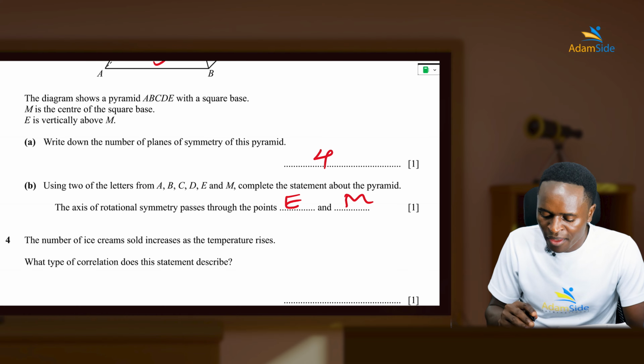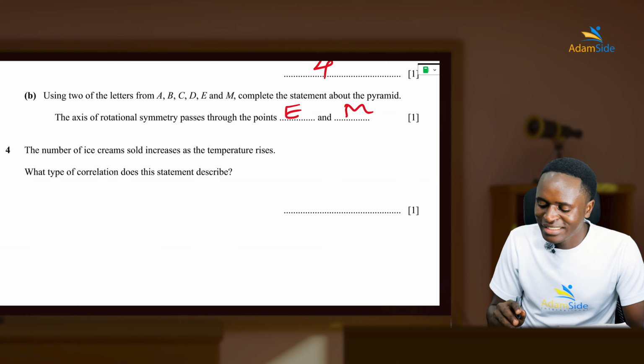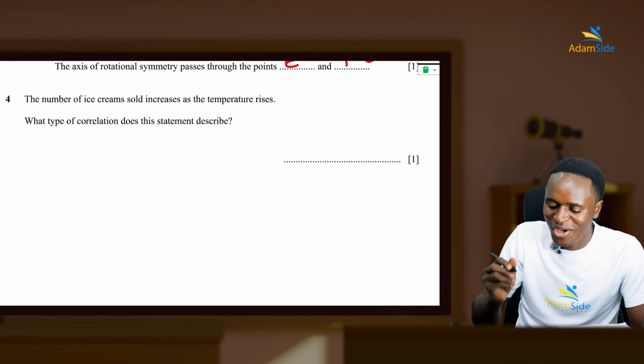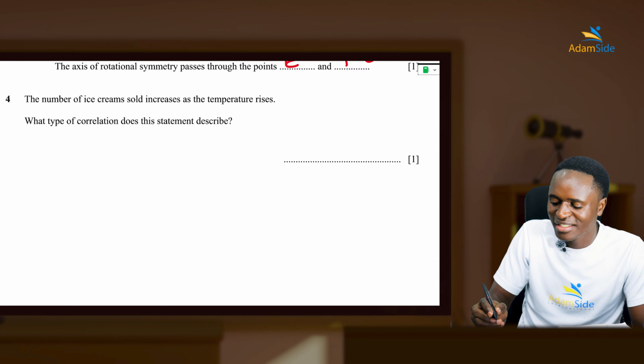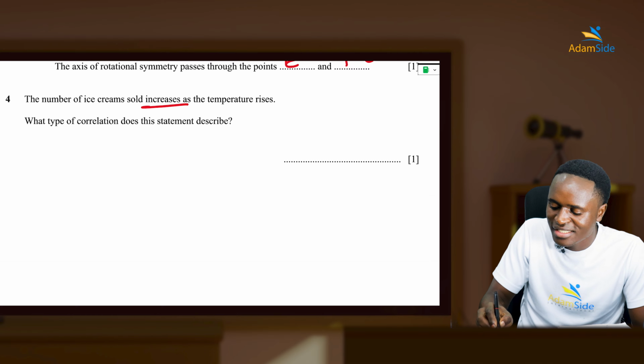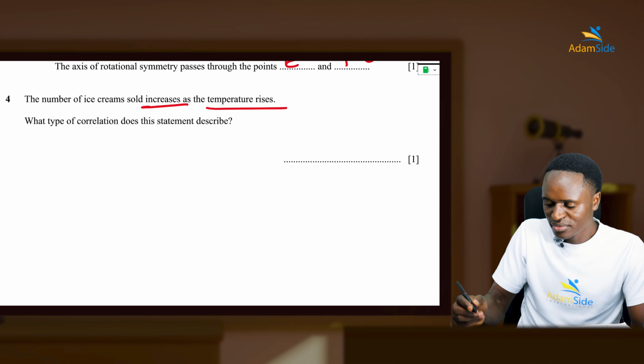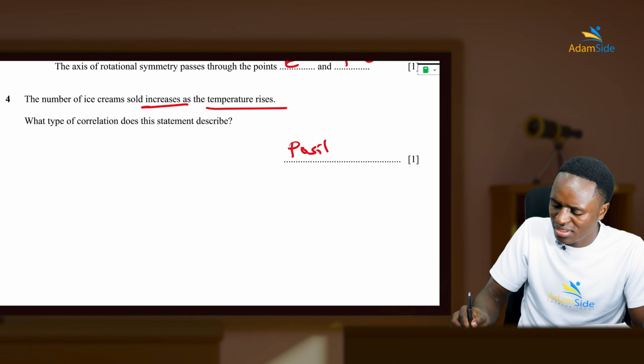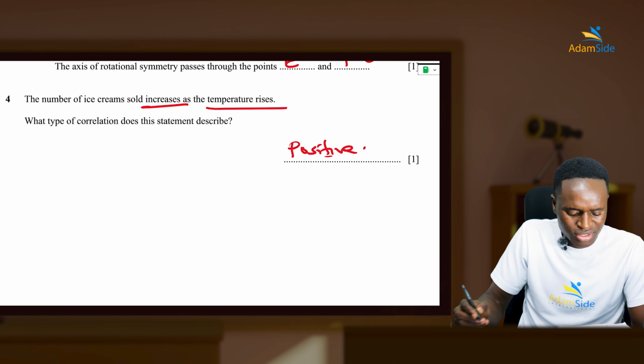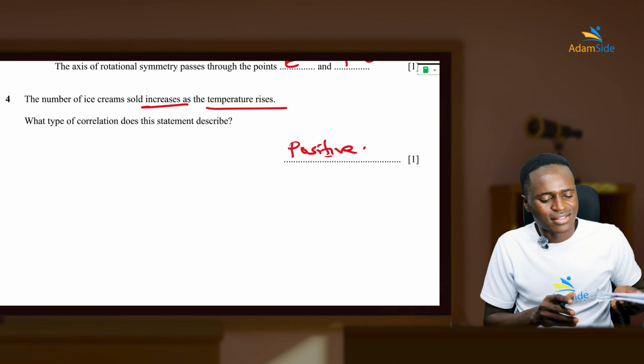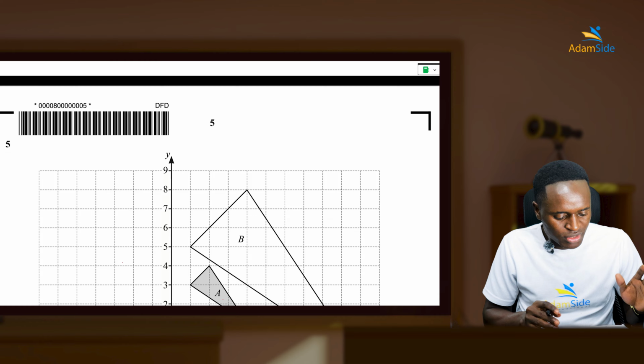There's no other point. The number of ice cream sold increases as the temperature rises. What type of correlation does this statement describe? Increases as temperature rises. It's positive correlation. You don't even need to think twice. Positive correlation. Very important question.